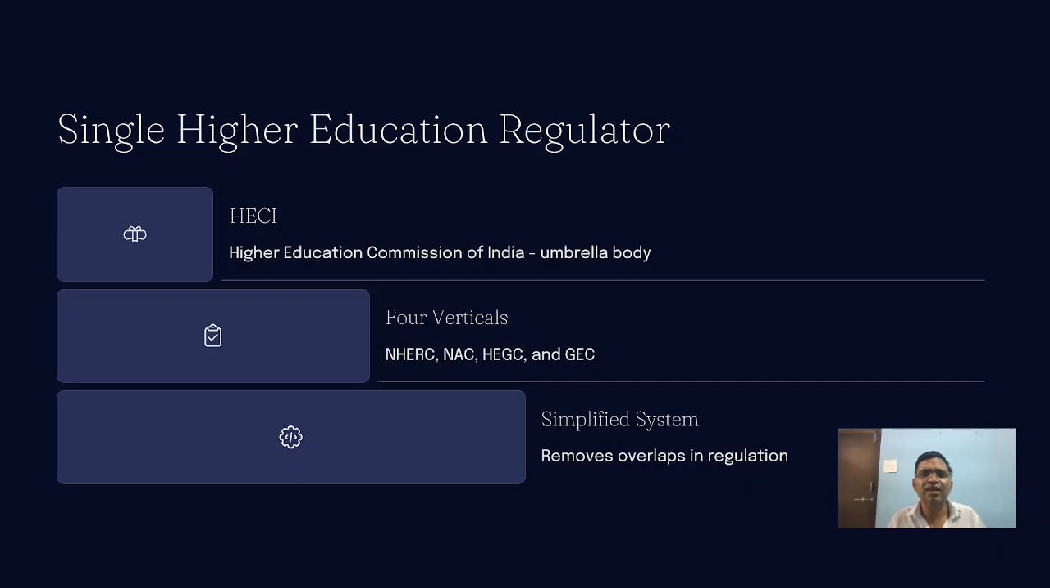Okay. Then single higher education regulator. Nowadays there are different types of regulators, but there is going to be a Higher Education Commission of India. So it is one body which is going to rule the entire education system in India. Then four verticals: NHERC, NAC, HEGC, and GCE. Then there is a simplified system. They are going to remove all the overlaps in regulations. So there is a simplified system.